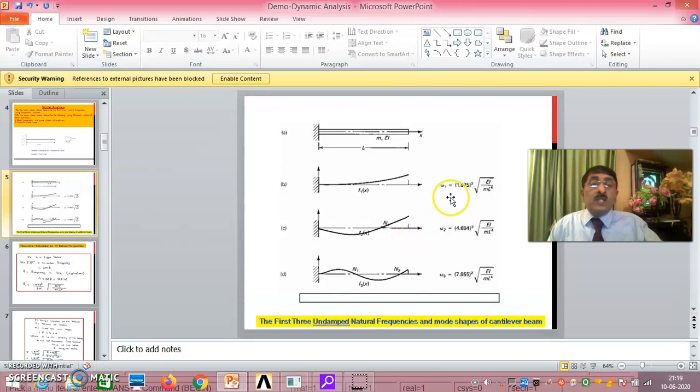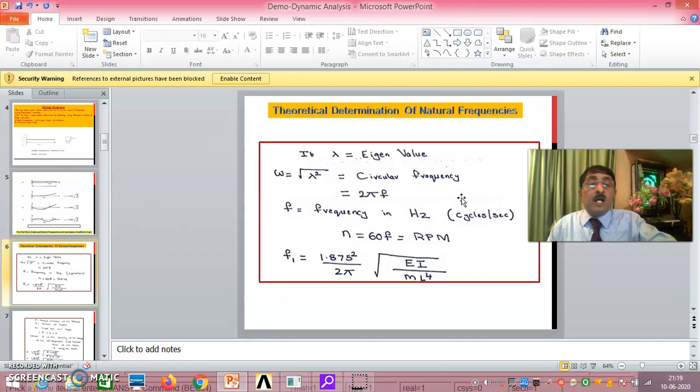Now as you see here, you remember this is the formula. This will be in radian per second. We'll convert it into frequency. If lambda is the eigenvalue, W is root of lambda squared. The circular frequency W is 2 pi f, where f is the frequency in hertz, cycles per second. So f is equal to omega by 2 pi.